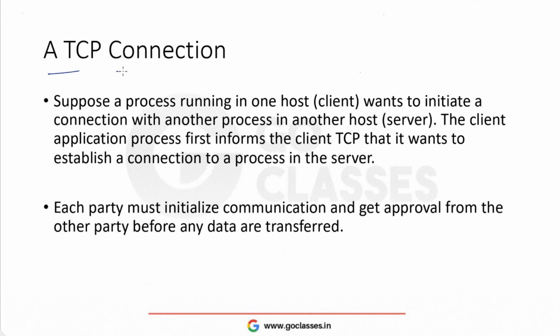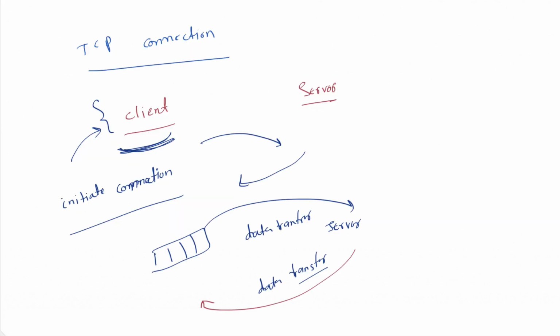So let's first talk about how to establish a connection. Now suppose a process is running in one host, and let's call this host a client, that wants to initiate a connection with another process in another host. Let's call it server. The client application process first informs the client TCP that it wants to establish a connection to a process in the server. So in the client also you have a transport layer and an application layer. So let me just show both of them.